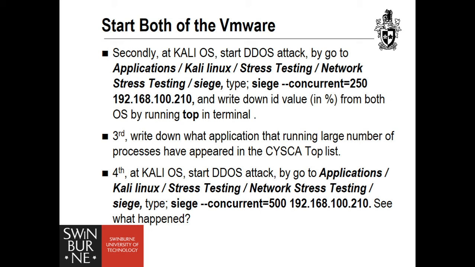After that, you need to go to the CYSA top list in the left part and then write down which application is running a large number of processes that has appeared. And the fourth part, at the Kali OS, you start another DDoS attack by using the same application, Kali Linux stress testing, network stress testing, siege, and type the same command, but the different thing is we just change the value of 240 to 500, and let's see what will happen.